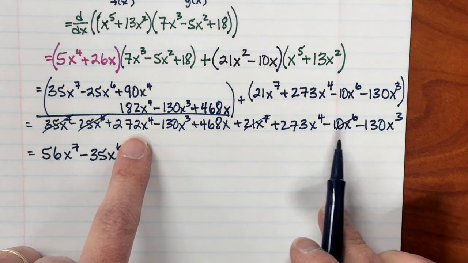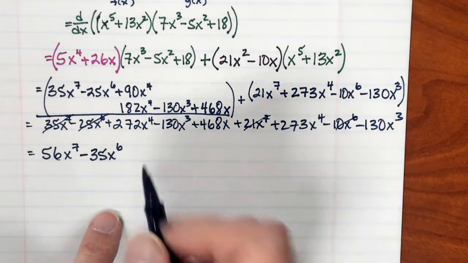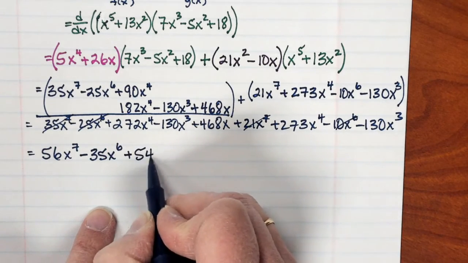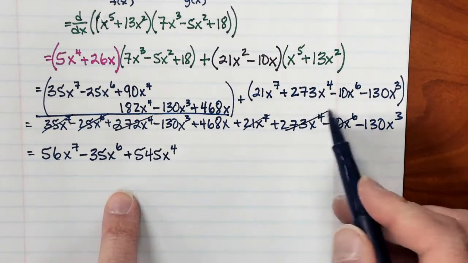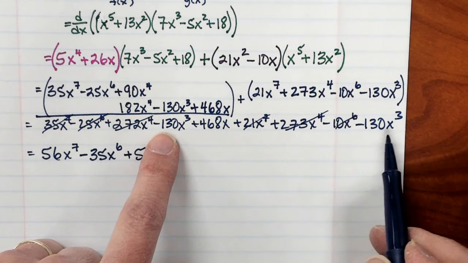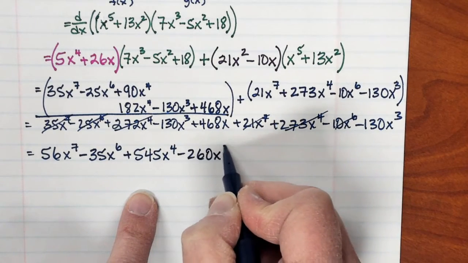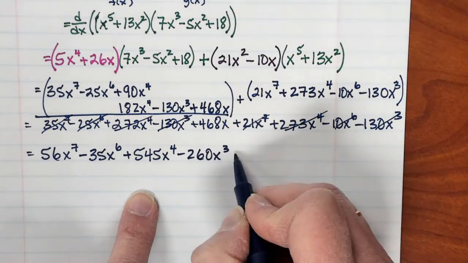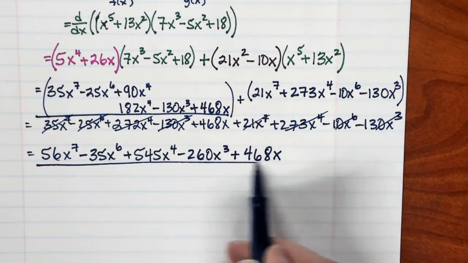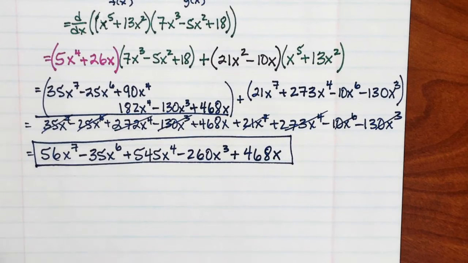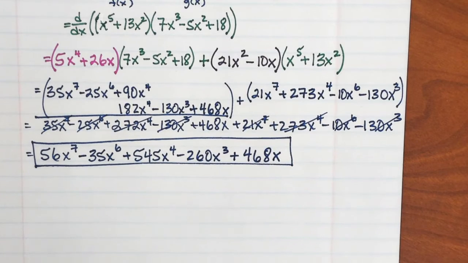Any fifth? No. Fourth. 272 plus 273. All right, that's going to give me 545x to the fourth. They're gone. Negative 130 minus 130, that one's easy, negative 260x cubed. And our last but not least, 468x. Ta-da! Okay, that is the last combination of like terms. We are done.